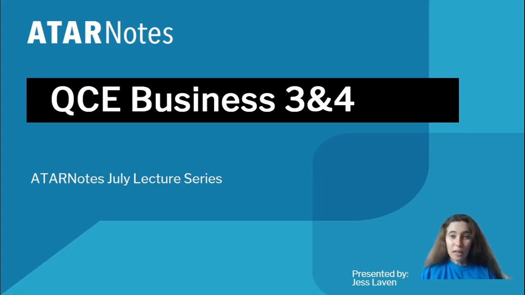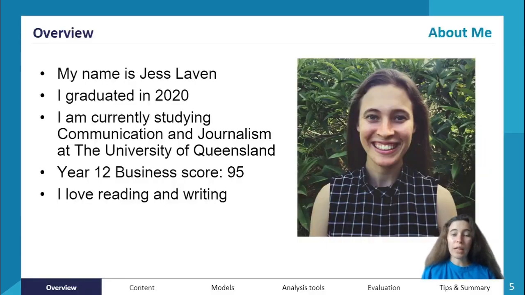So let's get stuck into a little bit about me, and then we'll have a look at our lecture schedule for today. As I mentioned, my name's Jess. I graduated in 2020 and I'm studying communication and journalism at the University of Queensland. I got a business score in year 12 of 95, and I love reading and writing. So all of the humanities subjects were my favorites, including business and English as well.